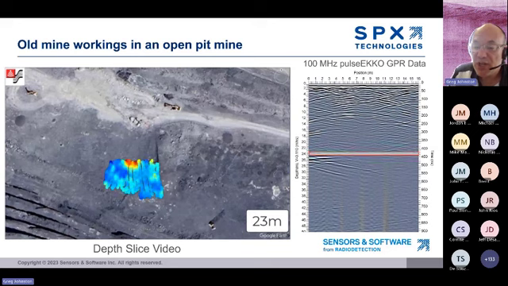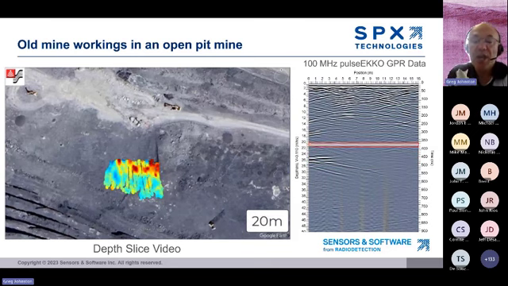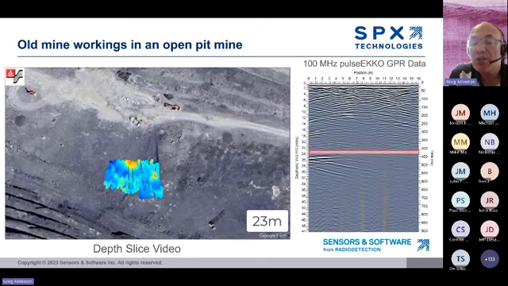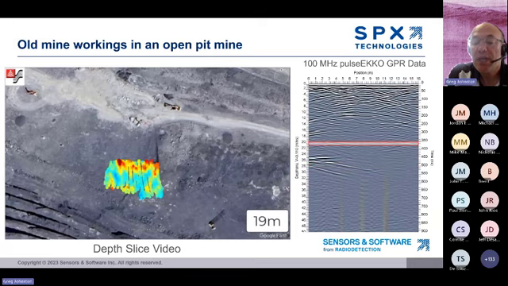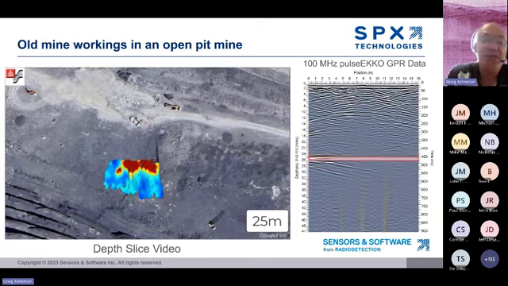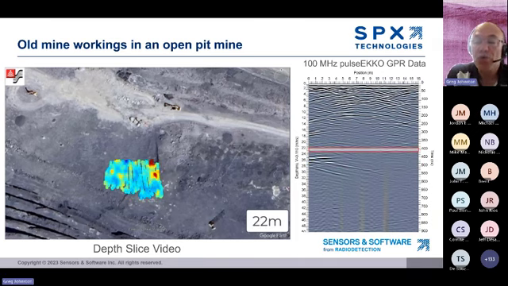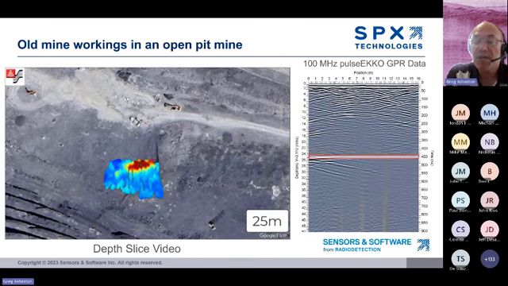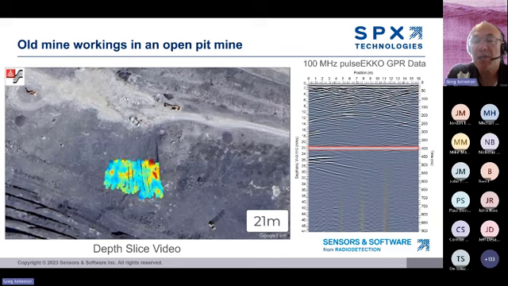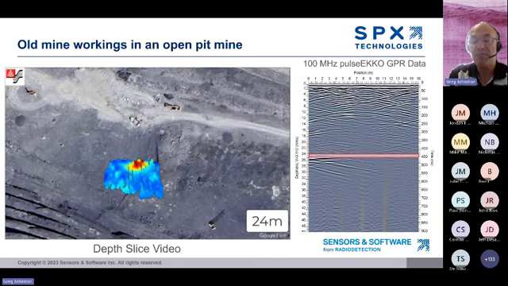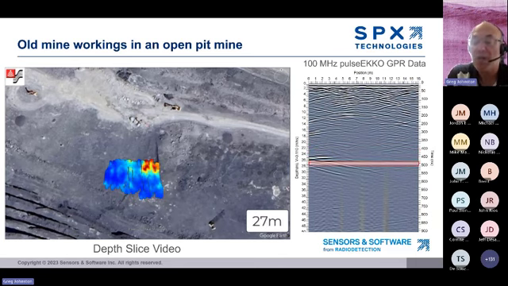If you watch the animation at about 25 meters or about 80 feet deep, there are suddenly strong localized reflections colored in red. What is likely to have strong contrasts 25 meters deep? It's interpreted as old underground mine workings. This mine was originally an underground mine, and then with modern technology, they basically turned it into an open pit mine.